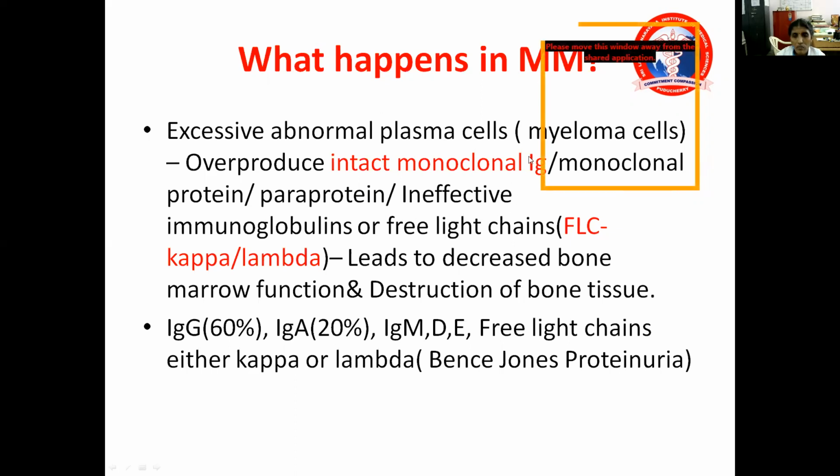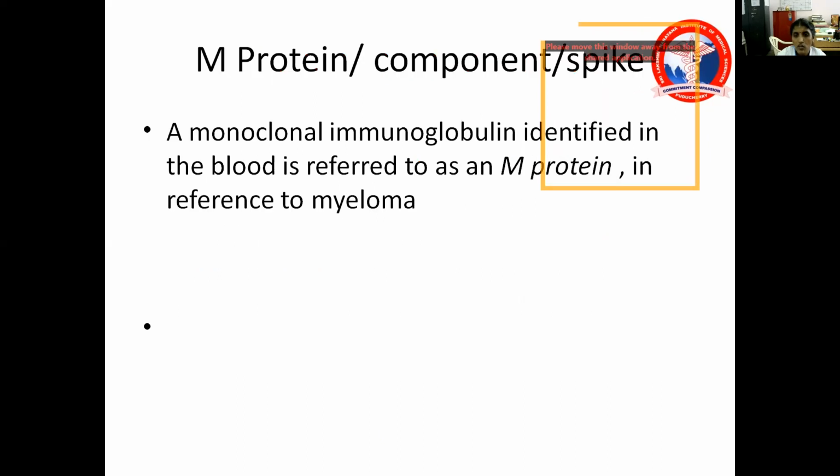So these kinds of immunoglobulins which are thus produced can be of various types, like our normal immunoglobulins. It can be IgG, A, M, D, E, of which 60% of the cases could be of IgG type. As I said in the beginning, it could be a free light chain immunoglobulin as well, which could be kappa or lambda light chains. When it gets excreted more in the urine, what do you call it as? Bence Jones proteinuria.